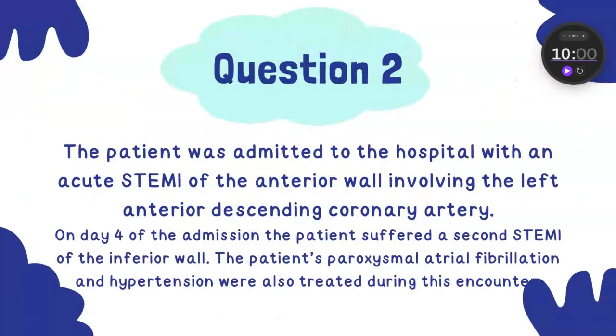So the patient was admitted to the hospital with an acute STEMI of the anterior wall involving the left anterior descending coronary artery. Day 4 of admission, the patient suffered a second STEMI of the inferior wall. The patient's paroxysmal atrial fibrillation and hypertension were also treated during the encounter. So before we actually code this scenario, who could tell me the guideline that applies?